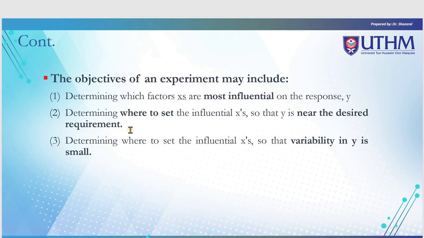And then we can determine where to set the levels of the influential factors, so that the response, or the Y, is near to the desired requirement, and also we can decrease the variability in Y. If we can decrease the variability, that is good. So we can set the level of the factor to achieve such objectives.